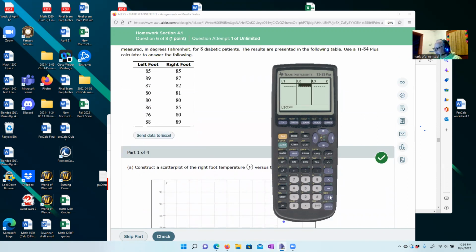And we're just going to type in the values here. So I'm going to go back to list 1. What we have here is 85, 89, 87, 80, 80, 86, 76, 88. And it's 8 of them. Okay. Now we're going to move over. I would recommend you don't go up to where it says L1, L2. Stay down in the work section. But we have 85, 87, 82, 81, 80, 85, 80, 89.